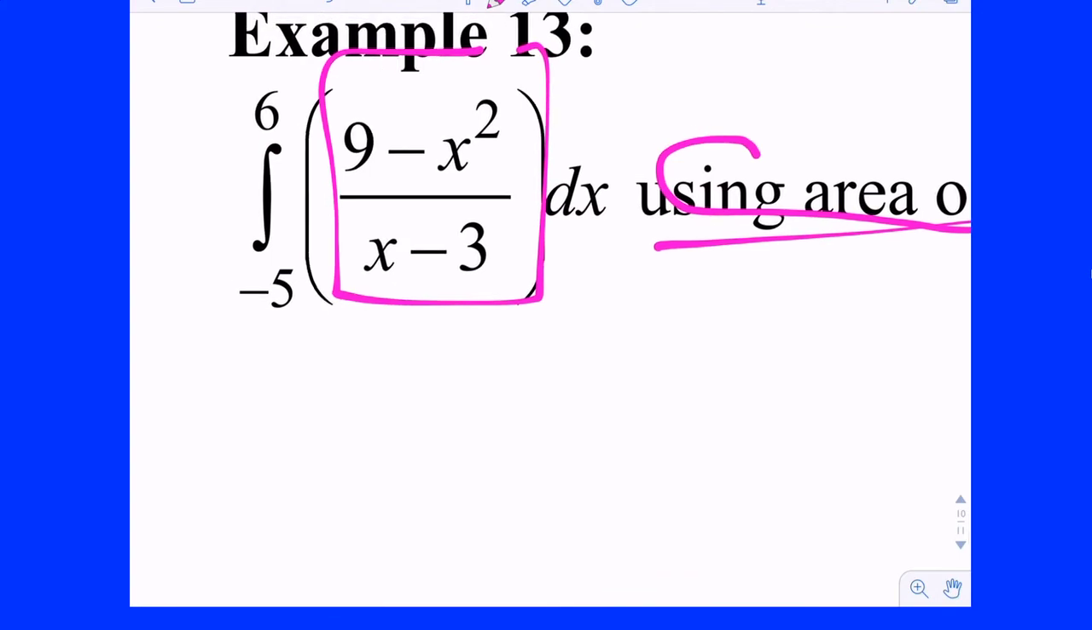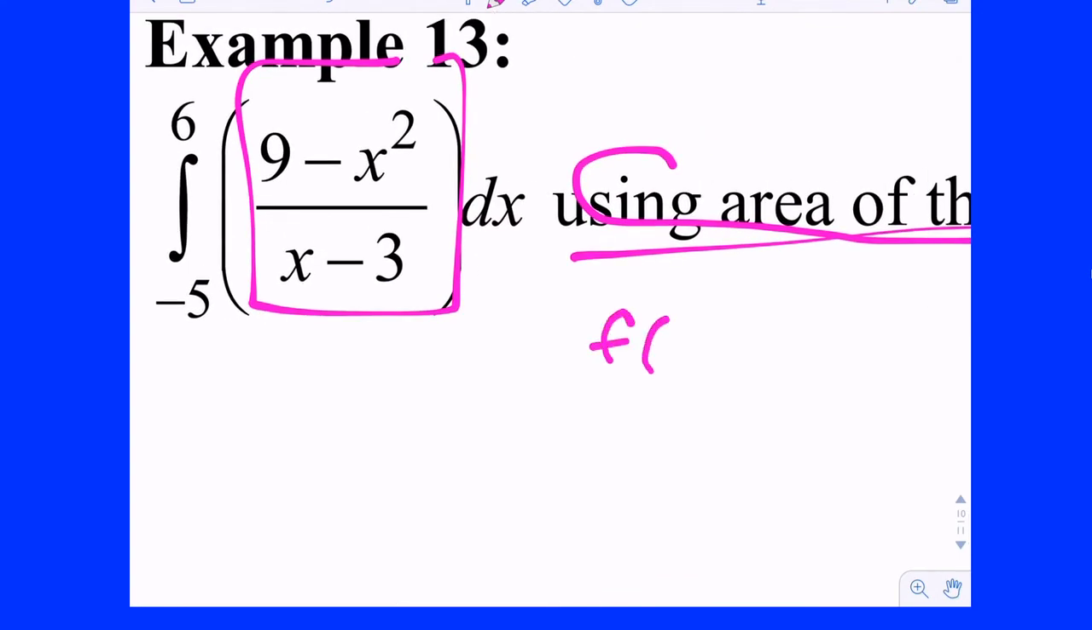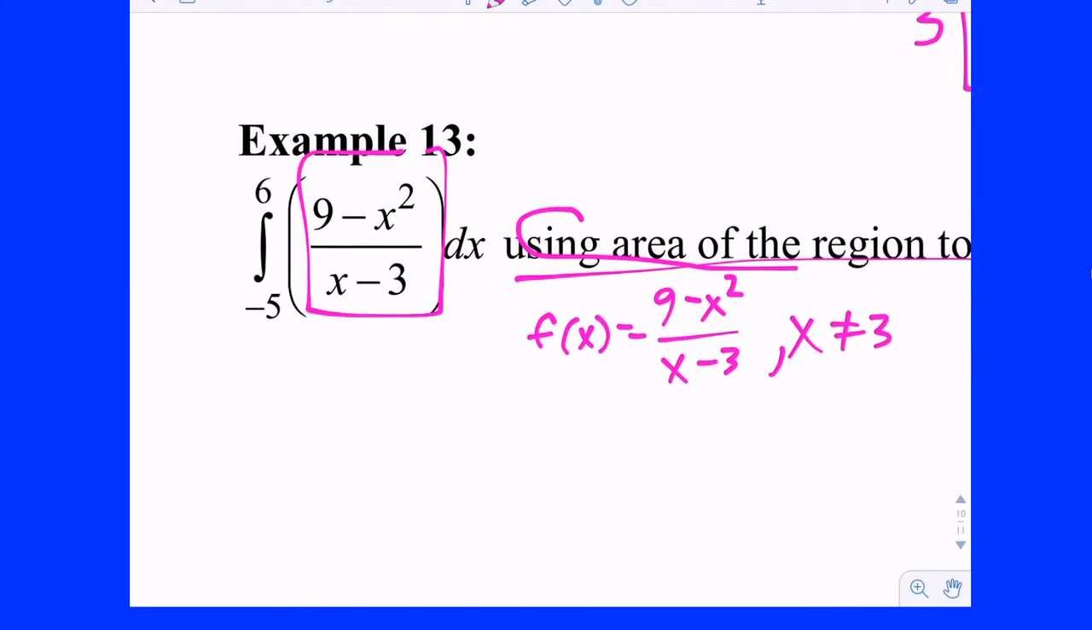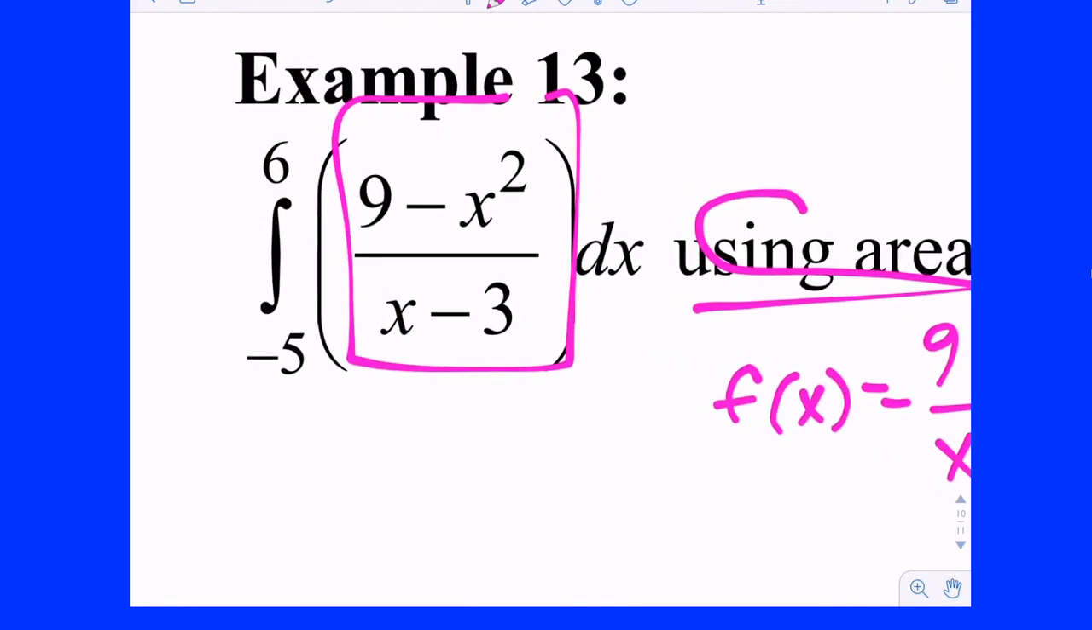Now, here's some observations. If I just look at the function, f of x equals 9 minus x squared over x minus 3, I'm noticing that x cannot equal 3. Are you noticing that? And notice my integral is spanning that discontinuity. I'm going from negative 5 to 6, so I'm integrating through a discontinuity. Is that possible?